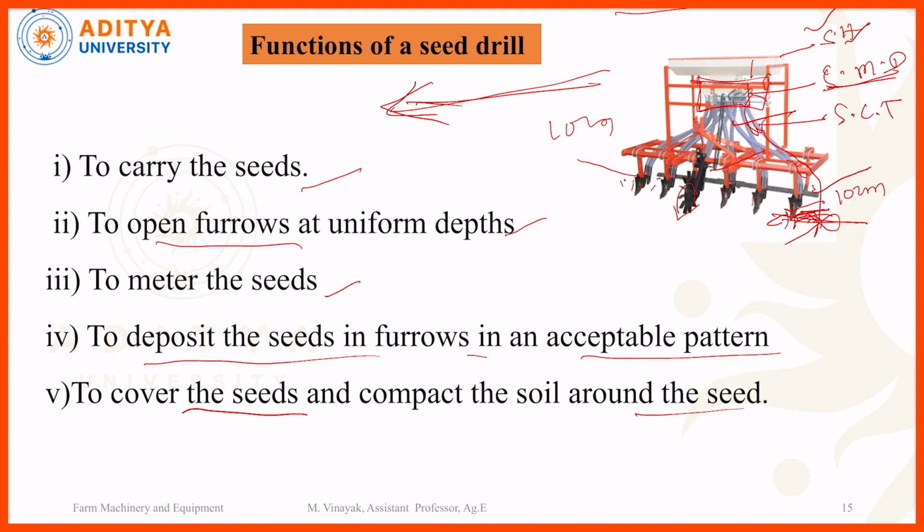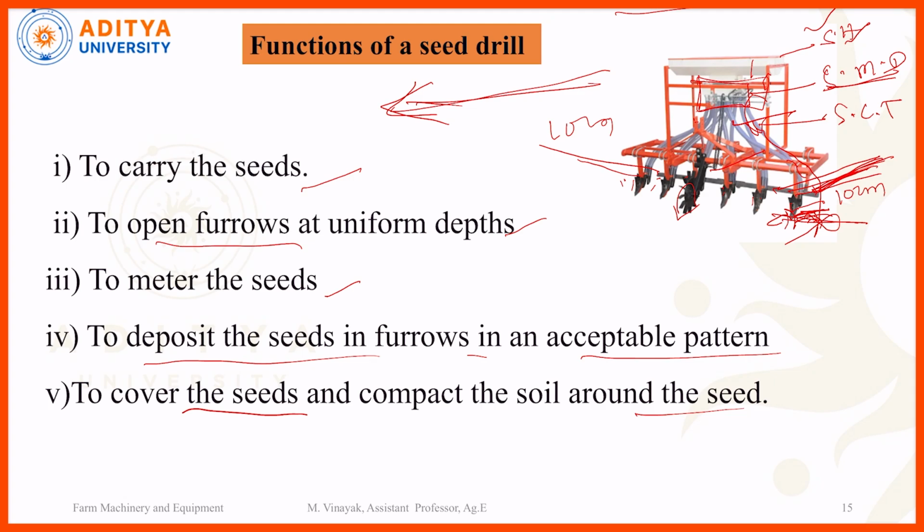Okay. So here one iron frame is there, at the rear side of the seed drill. Here we can look at this. This one is an iron wheel. So by using this iron wheel, we can cover the seed as well as compact the soil around the seed.